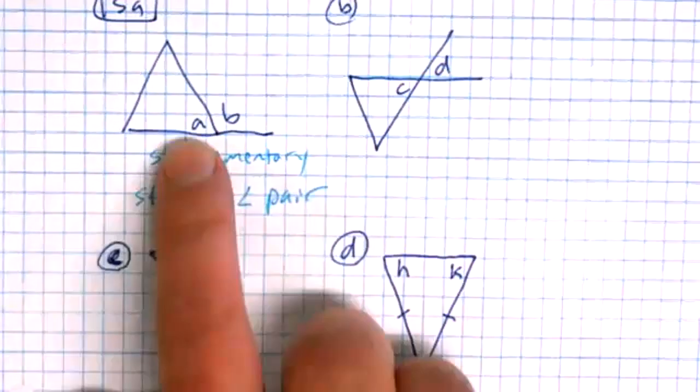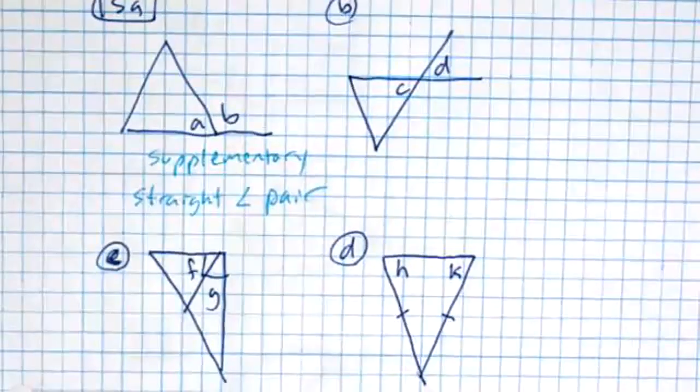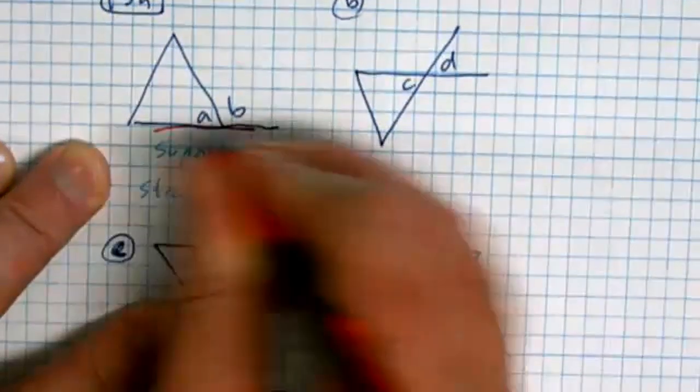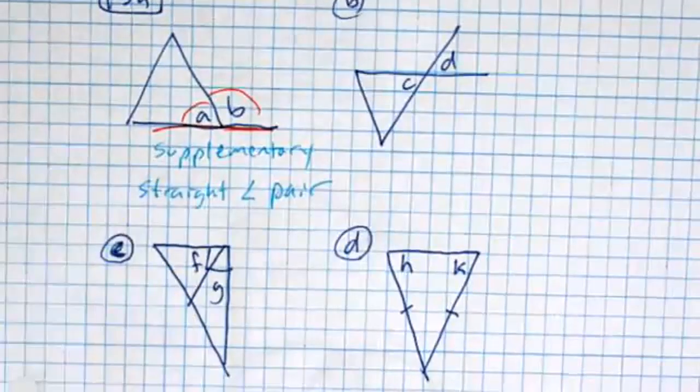When you look at this, you need to be able to see that and say, oh, look, there's a straight line, and here are two angles that are coming together to create that straight line. You need to be able to see that. Okay? All right, how about part B?